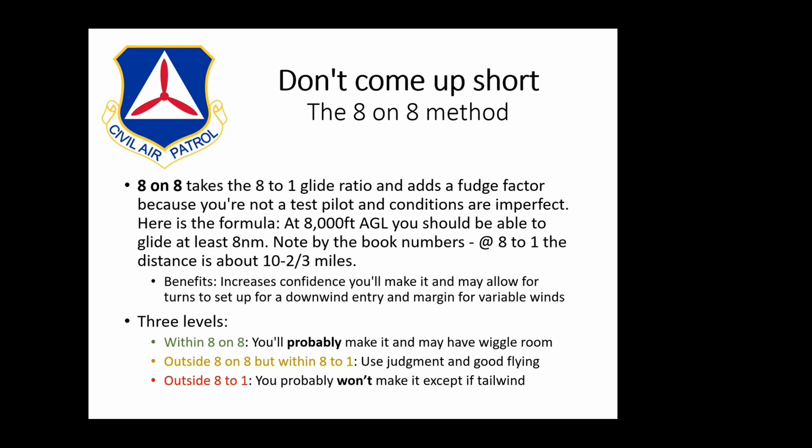Again, it depends on many things. It also depends on the winds. If you're flying a G1000, look at that wind vector. But if your target where you want to go is within that 8-on-8 rule, so say you're at 1,000 feet and you want to go somewhere that's 6 miles away, you'll probably make it. If it's beyond, but within the 8-to-1 that the book says, well, that's where you get paid the big bucks. That's where you use your judgment and good flying. If it's outside the 8-to-1, you probably cannot make it unless you have a healthy amount of tailwind. So go somewhere else.